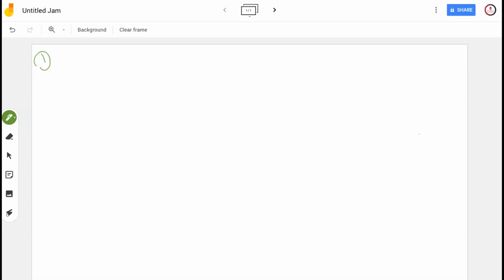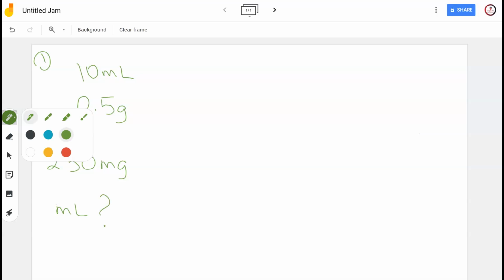Question number one. You have a 10 milliliter vial that contains 0.5 grams of a drug. If you are ordered to administer 250 milligrams of the drug, how many milliliters will you administer? So, first thing that you want to do is you're going to convert your grams into milligrams.